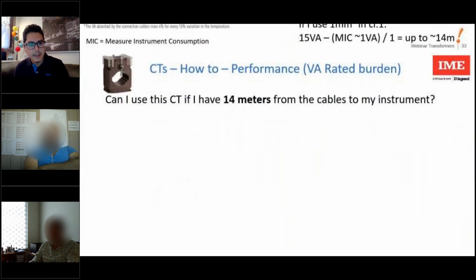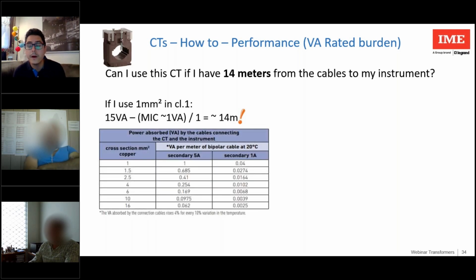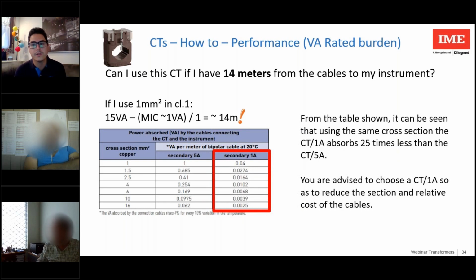So let's take this example of borderline. If I use this 1 millimeter in class 1, remember the table, the calculation performed so far concerned the secondary of 5 amps. But as is visible in the right column, using the same cross-section for the CTs with the secondary 1 amp, it absorbs 25 times less than 5 amp CTs. So by using CTs with the secondary 1 amp, I can reduce the section of the secondary cable and therefore reduce the installation cost.